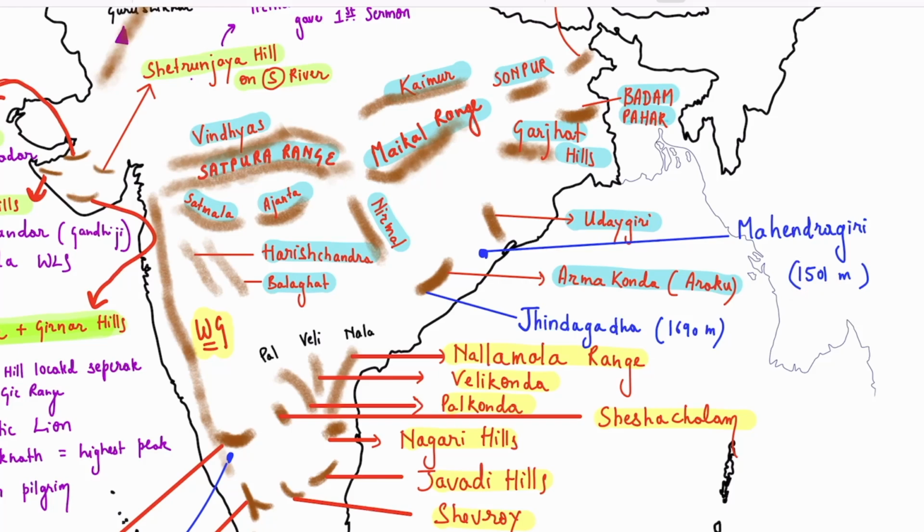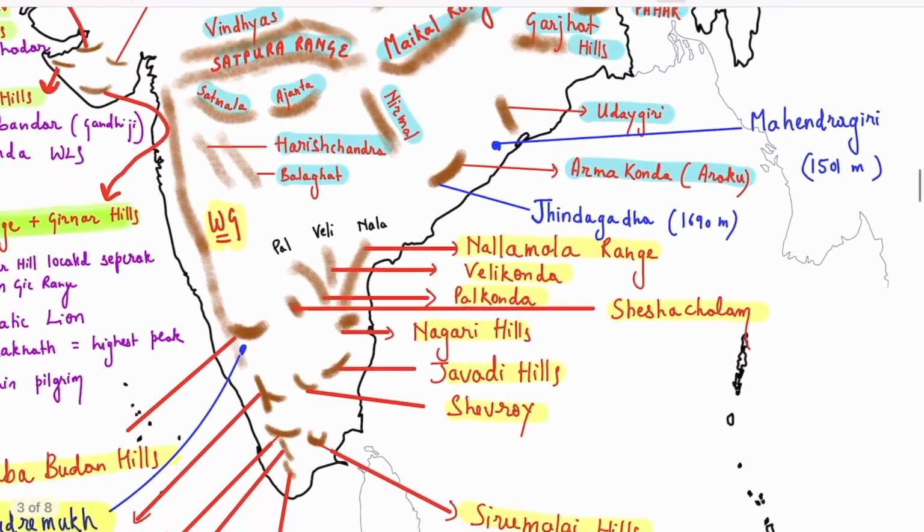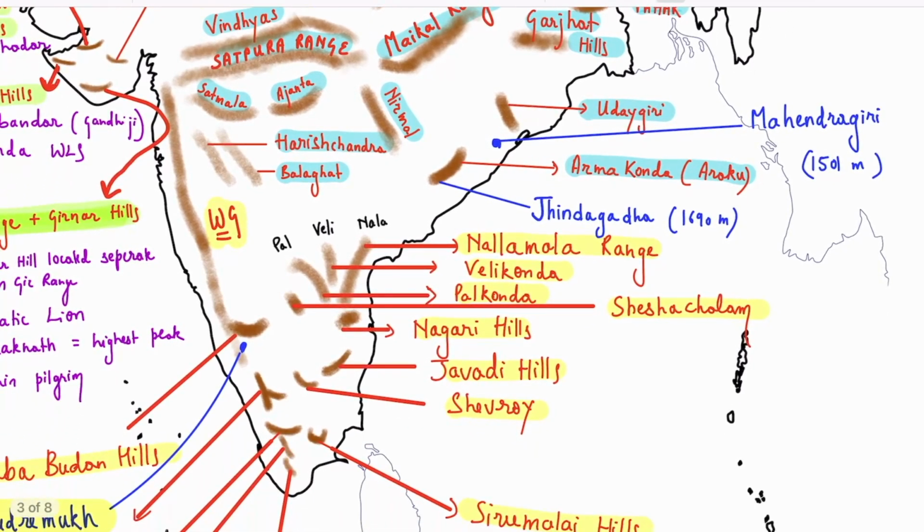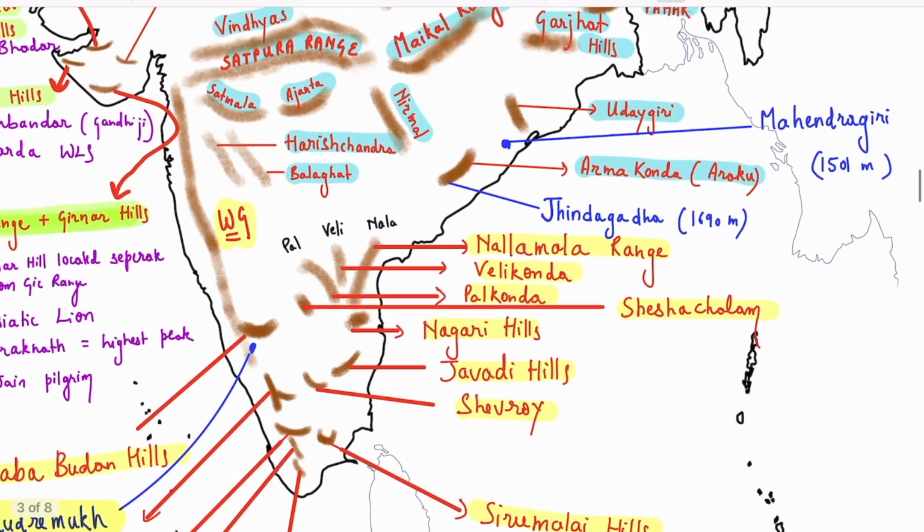Now, one important fact I want to tell you guys here: often when a question comes about which is the highest peak of Eastern Ghats, in many places we see Mahendragiri written as the highest peak, but no, not Mahendragiri, it is the Jindagada. Jindagada has a height of 1690 meters, which is clearly more than Mahendragiri. And this Jindagada peak is the highest peak of the entire Eastern Ghats.